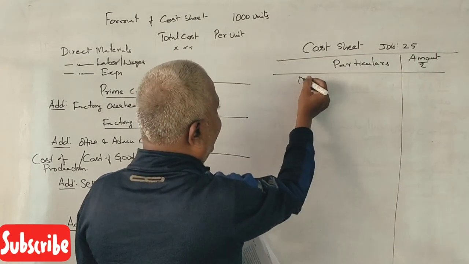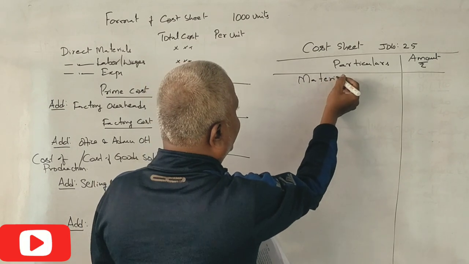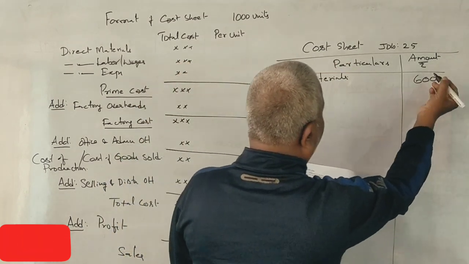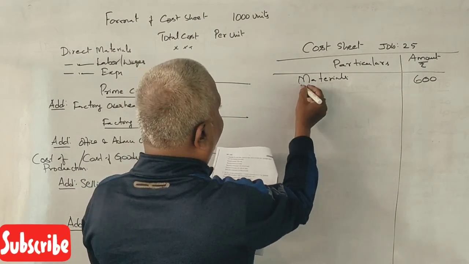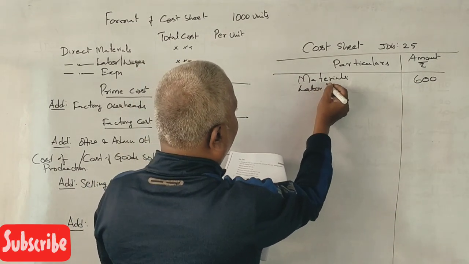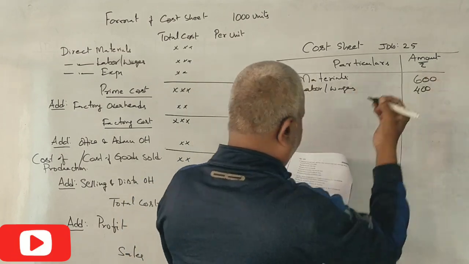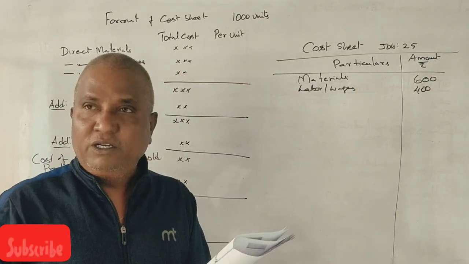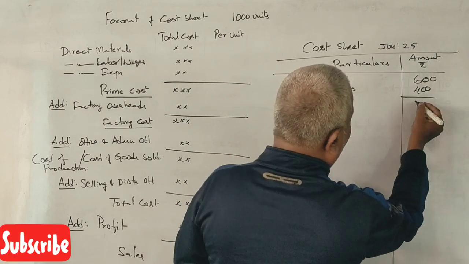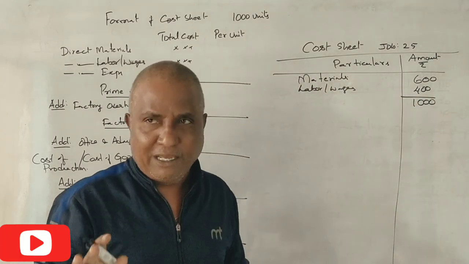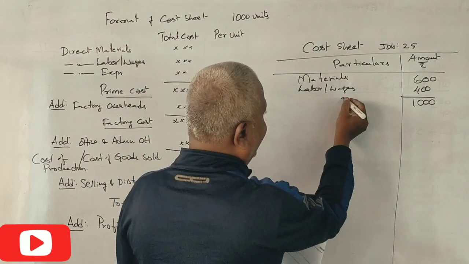Now, what is the materials cost or expenses? We got it, 600 rupees. What is the amount of labor or wages we paid? 400 rupees we paid. So totally 1000 rupees of expenses we incurred for material and labor. This we call the prime cost.